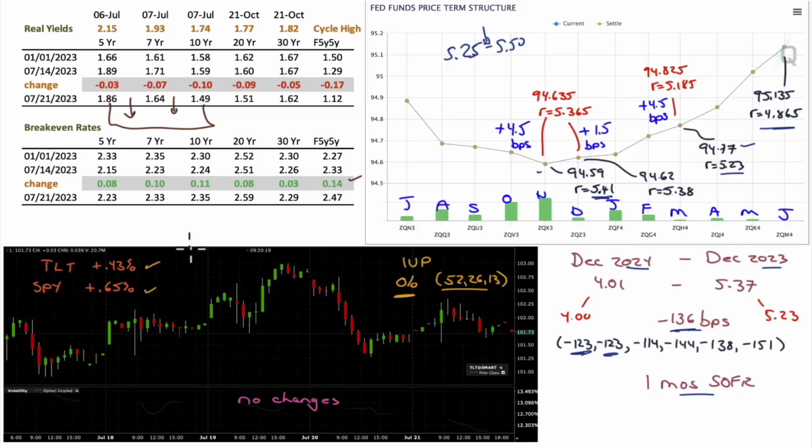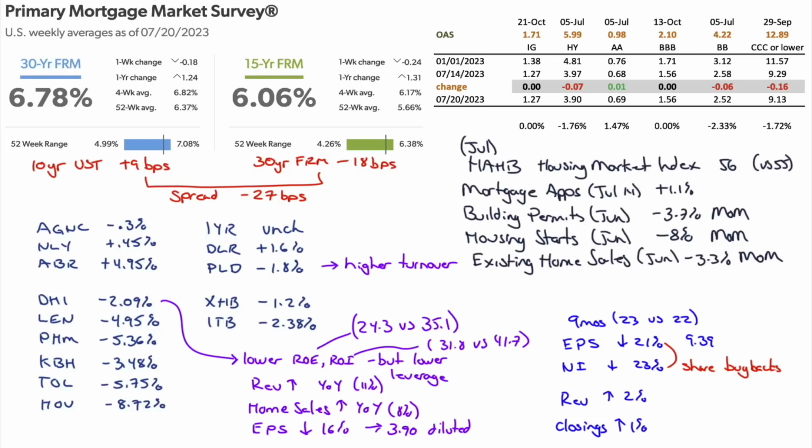I have made no changes to my TLT position. It just didn't have any real excitement. It was sort of nice during the week, and then it gave back. I have my puts still in place. No changes. Mortgage rates really pulled back 18 basis points, down to 6.78.